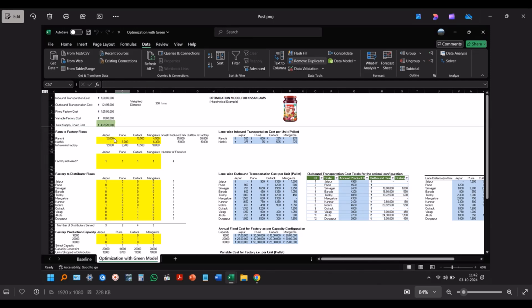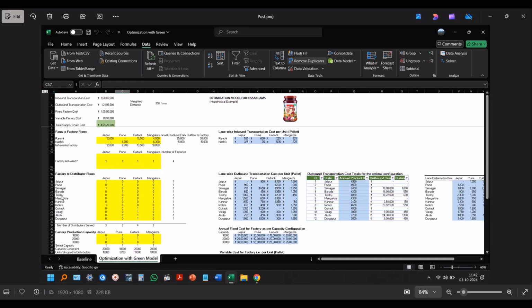So as I've already explained to you from the cost parameter, how it has impacted, and it was natural when you think about it, how the weighted distance goes from 440 kilometers to 350 kilometers, which is a drastic improvement. But then the cost of the factory also increases because you are operating at a higher level for a particular factory. So you can see that the flows to Mangalore and Cuttack have changed in the revised optimal scenario. So this is the impact of having that extra constraint of GHG emissions.